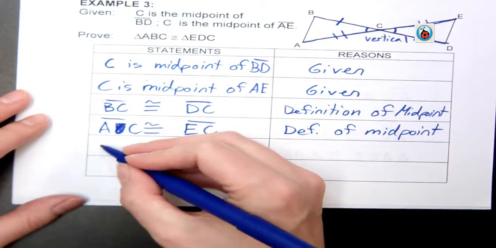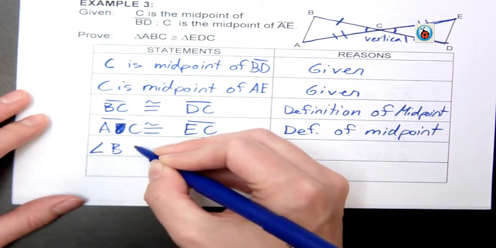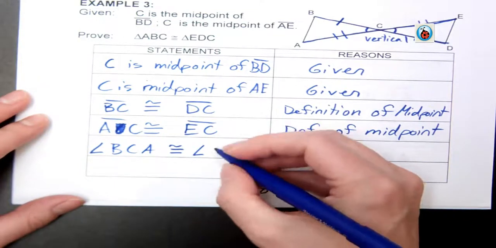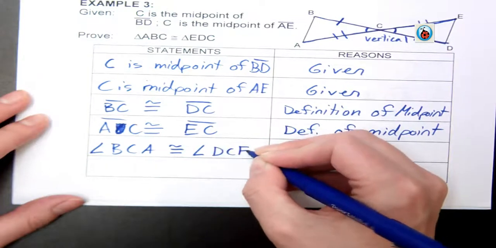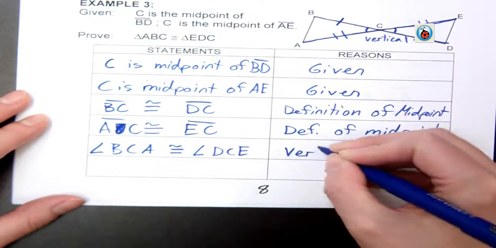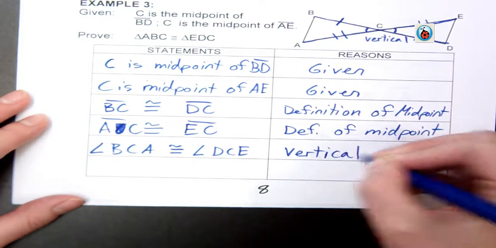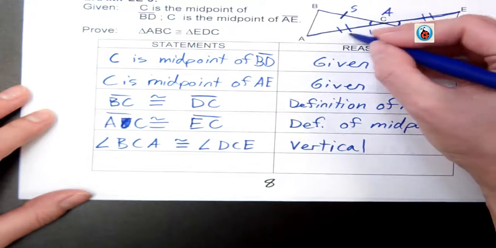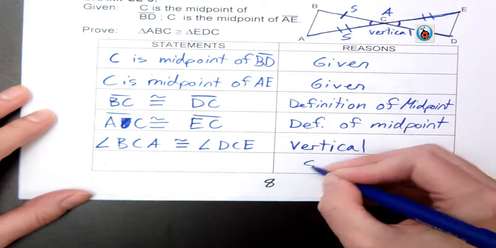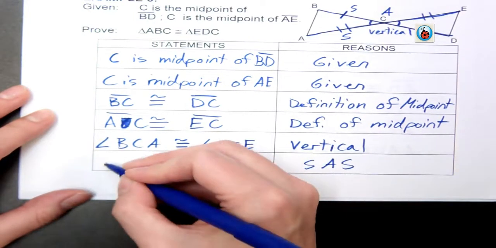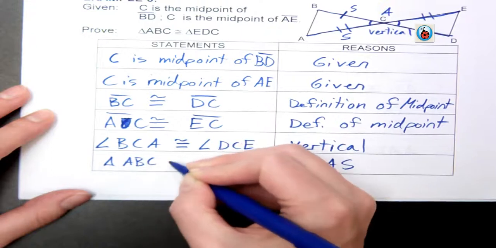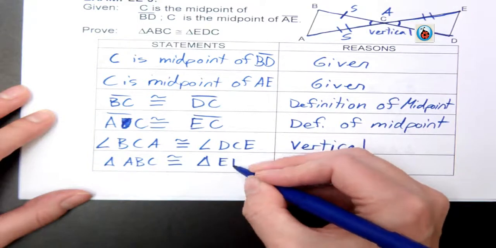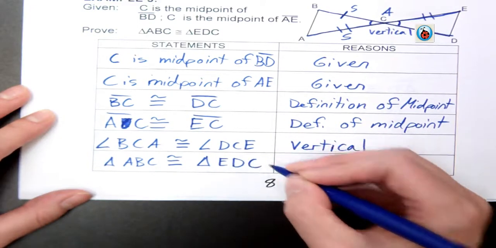And so that is my third reason: my angle BCA is congruent to angle DCE by vertical angles. Therefore, I now have side, I have angle in the middle, and I have side for each triangle, and so my reason is going to be side, angle, side. And I copy out my proof statement. Triangle ABC is congruent to triangle EDC.